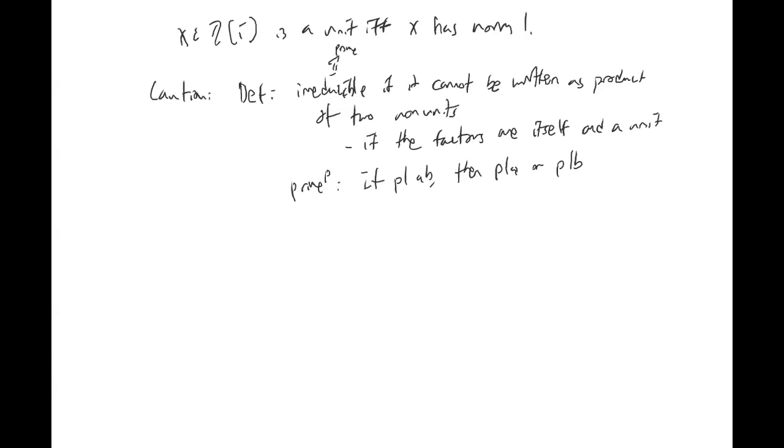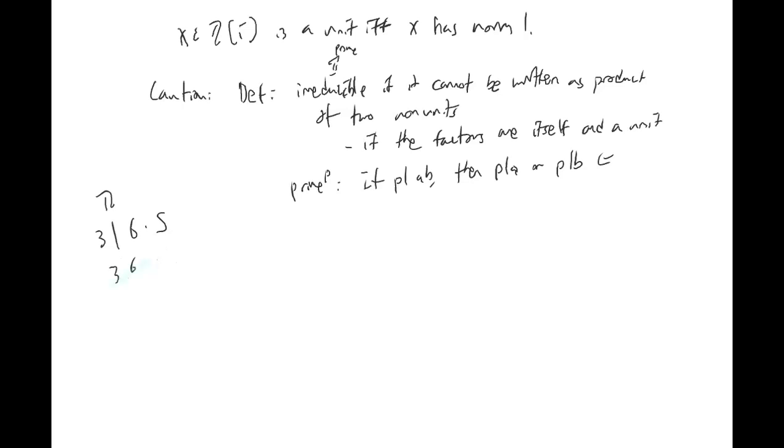Does everyone see the second definition? So if I had a prime in Z, like 3, and it divided 6 times 5, then 3 must divide 6 or 3 must divide 5. Does everyone agree with that? At least on the level of integers, do you agree with this definition? If a prime divides a product, it must divide one of the factors, right? Does everyone follow?